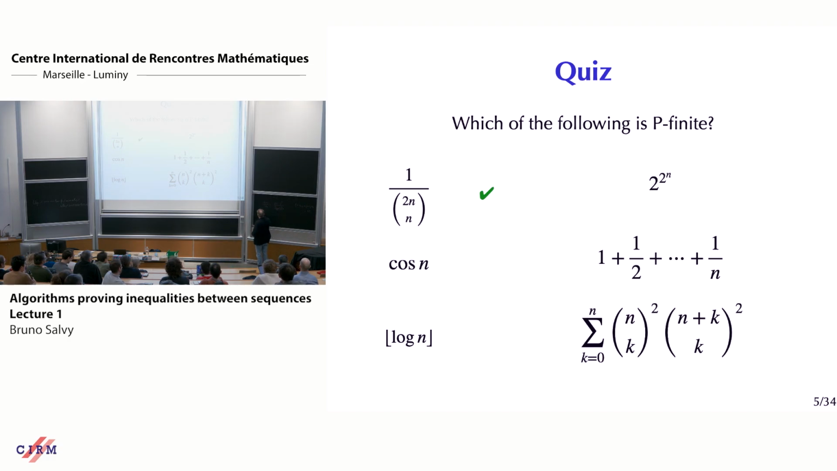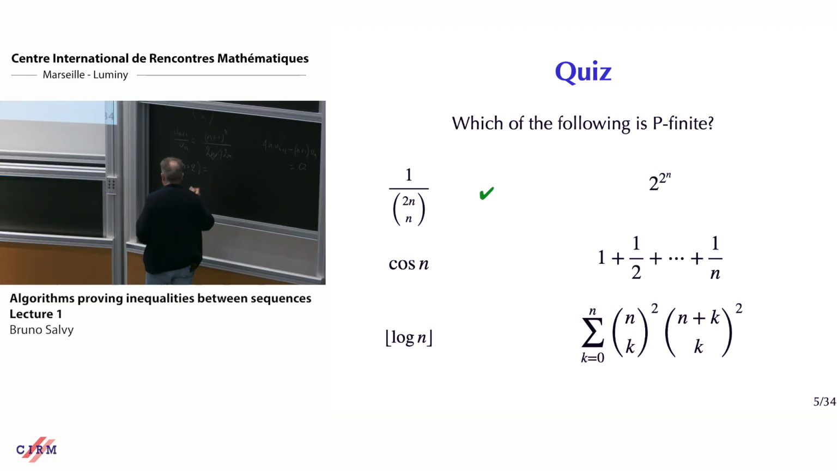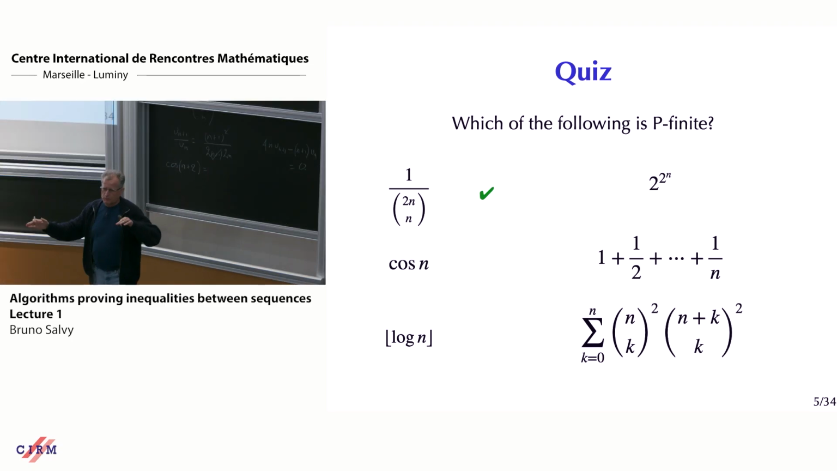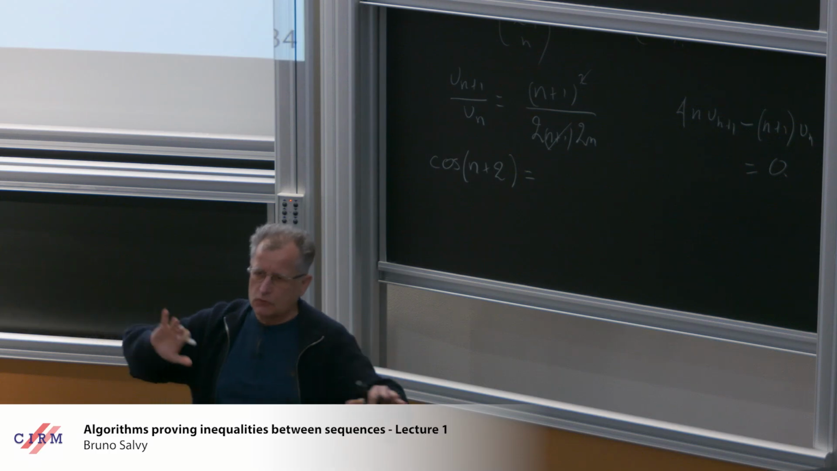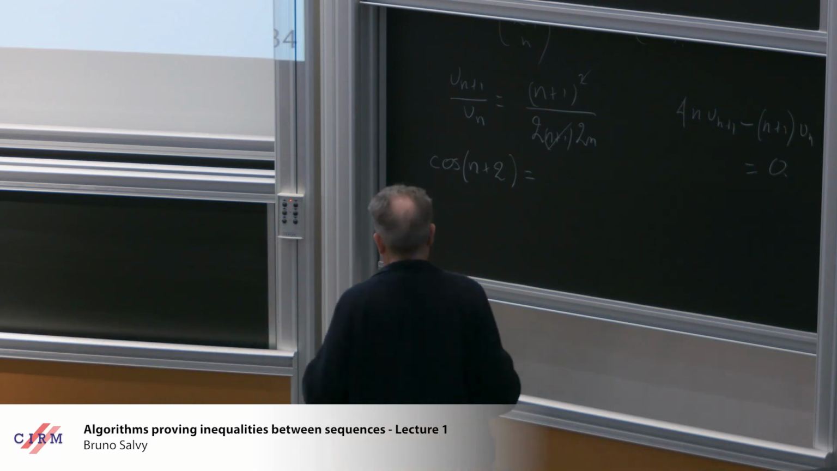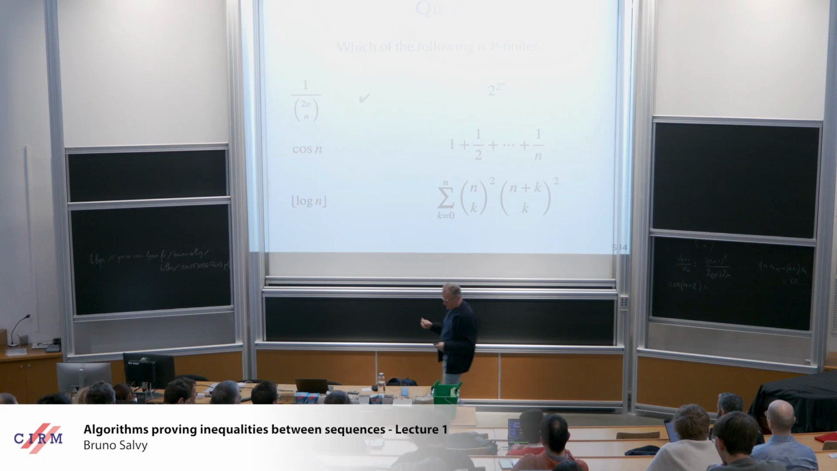So you have that cos n plus 2. I don't know if you know them by heart, but there's this cos a plus b formula, which is... I will check my notes.